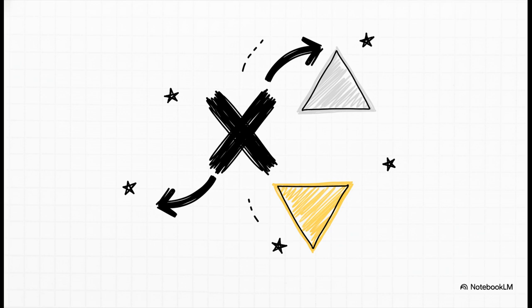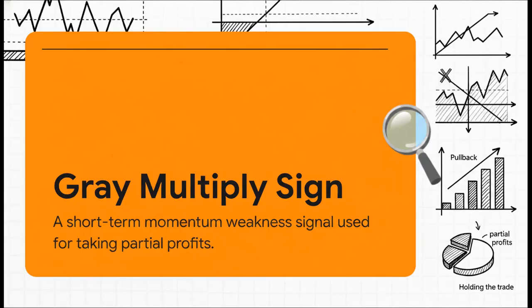You're looking for a white triangle to confirm a long position or a yellow triangle to confirm a short position. That triangle is your ultimate green light. And there's this brilliant built-in safety net, the gray multiply sign. You'll spot this when the very first layer of the histogram crosses a 9-period exponential moving average against the current trend. It's essentially flagging a minor pullback or short-term weakness, giving you a highly tactical spot to take partial profits without having to abandon the entire trade.